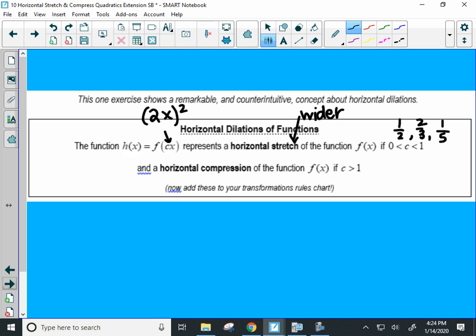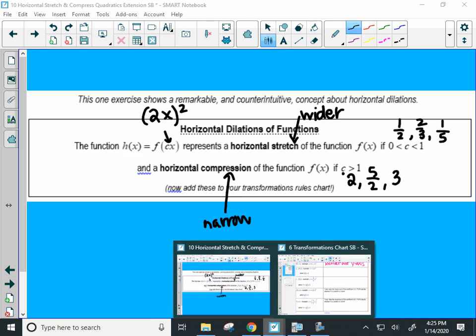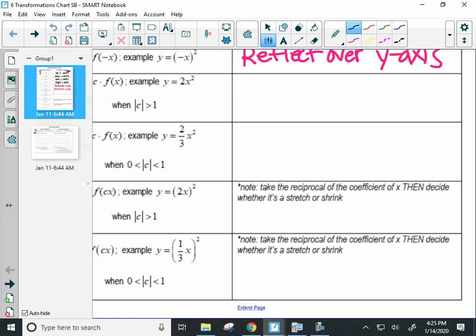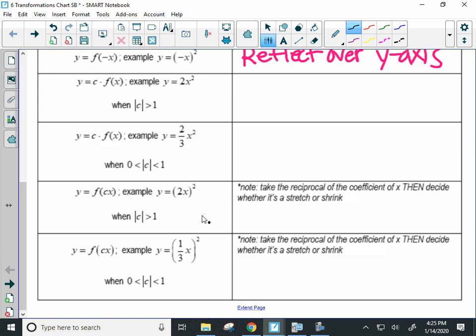We're going to have a compression, which means you get narrower or more narrow, if the value of c, that number in there, is bigger than 1, 2, 5/2, 3, right? So let's add that to our rule chart. Okay? So here's our rule chart. It's going to be the bottom 2.